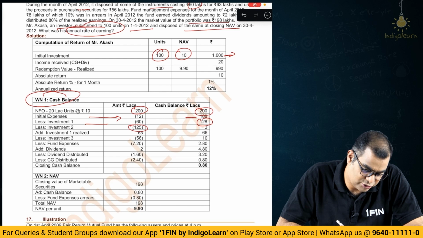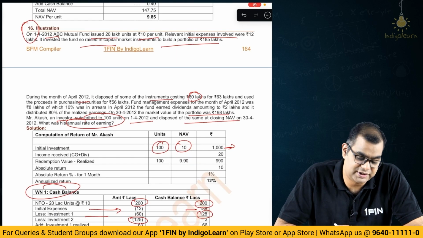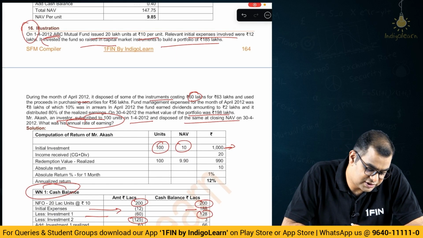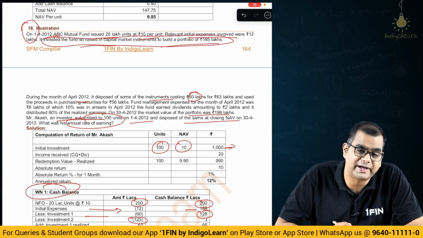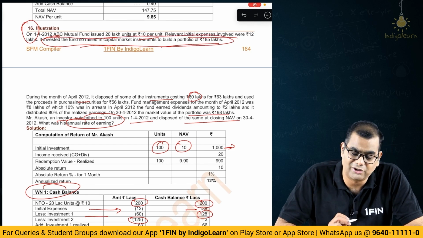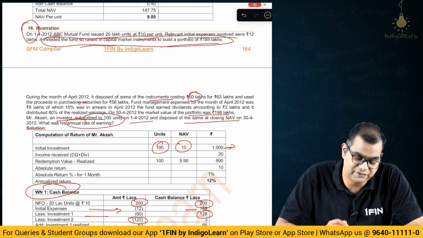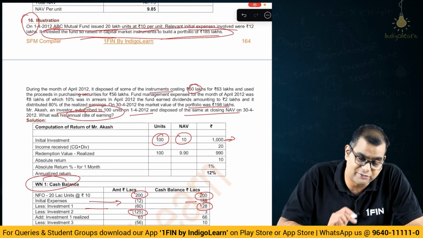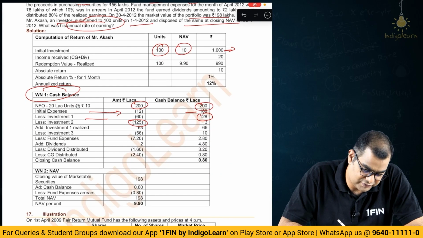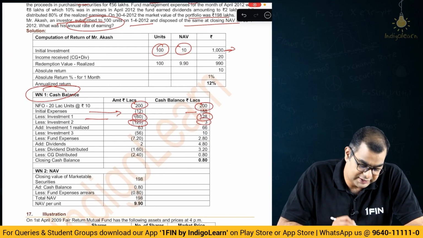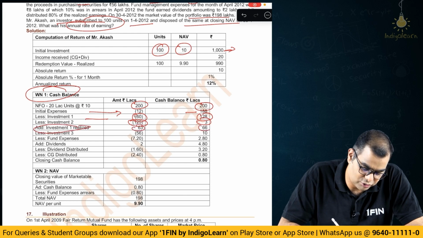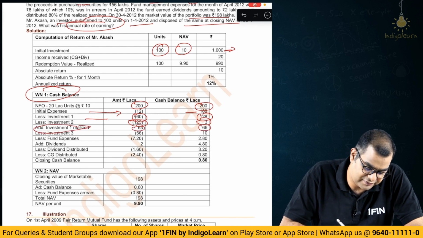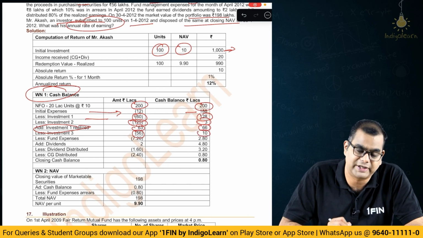Then the second investment. The first investment you made was 60. Now, what did they say? It invested the funds so raised in capital market instruments to build a portfolio of 185 lakh. So, out of 185, 60 is invested first, so the balance is 125. You have to read the question very, very carefully. So, you invested the next 125. The closing cash balance is 3. Then, you sold the first investment for 63. So, total cash is 66. And then you made a fresh investment of 56. So, your cash is now 10.